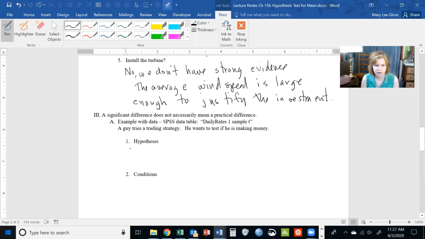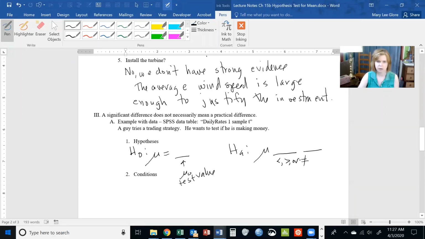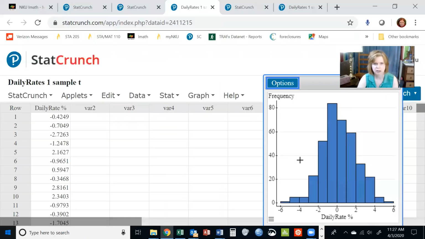So I'm going to have a null hypothesis and an alternate hypothesis. So the null is going to be that mu equals some value, and whatever value this is called mu zero. This is my test value. And the alternate is going to be mu and then the same value, but here I'm going to put less than, greater than, or not equal to in here. All right, so if he makes money on average, let's go back to the data. So if he makes money, the average of all these quantities should be what?